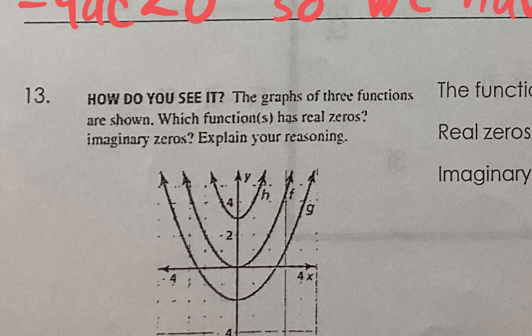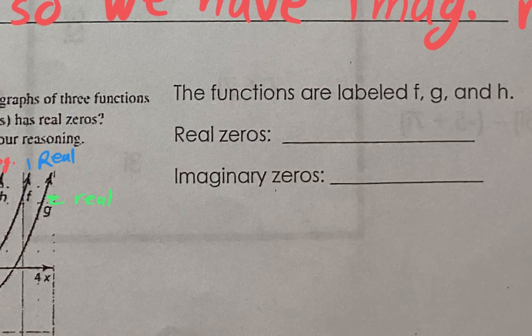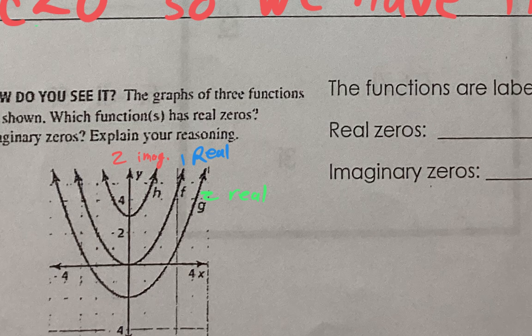So let's see. Let's write a little something here. So here, I'm going to have 2 imaginaries. Here, I'm going to have 1 real. Here, I'm going to have 2 real. All right, so what did they ask us? Functions are labeled f, g, and h. Real zeros are going to be f and g. The only imaginary, because I don't cross the x-axis, is h.